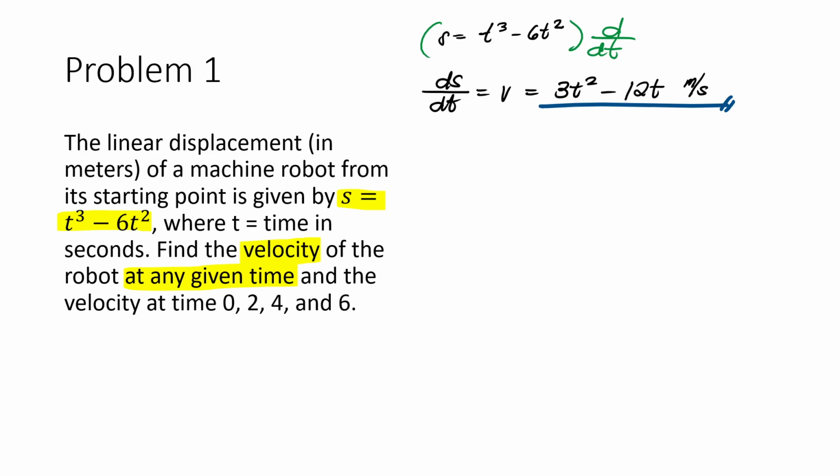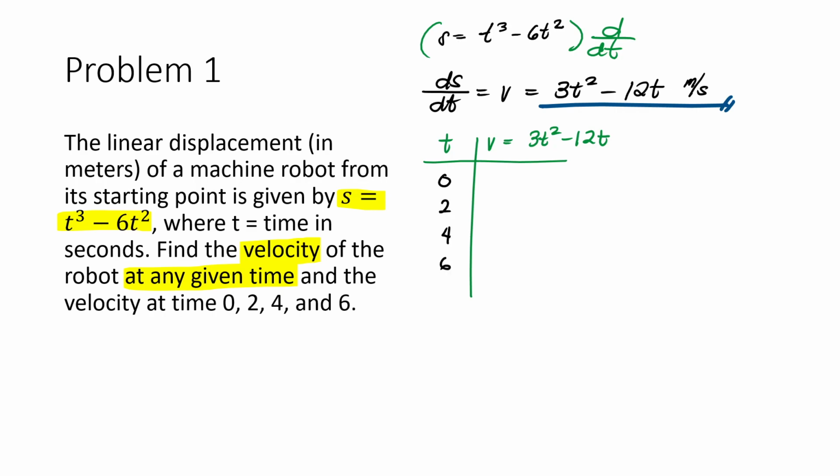Next one. We are asked to find the velocity at specific times. So let us draw a table. We have here our t, and this is our velocity. Using the formula, our velocity is equal to 3t squared minus 12t. At time 0, 2, 4, and 6.